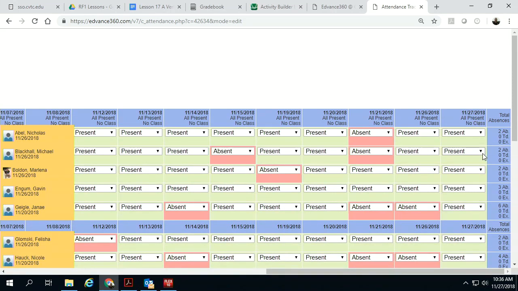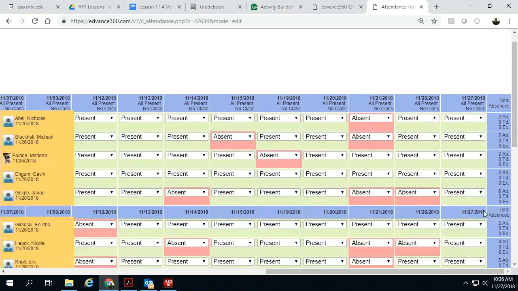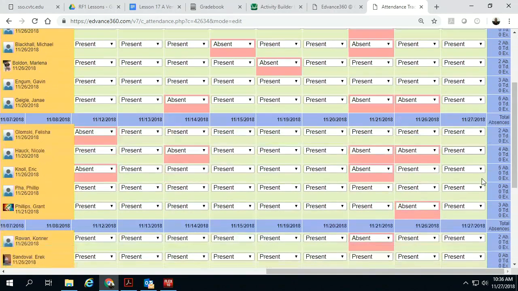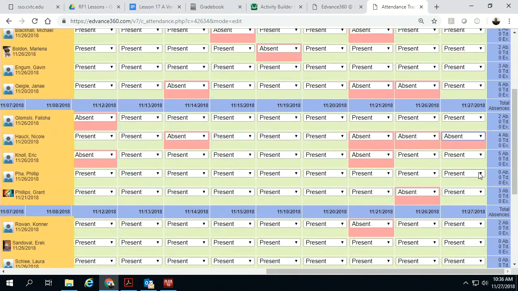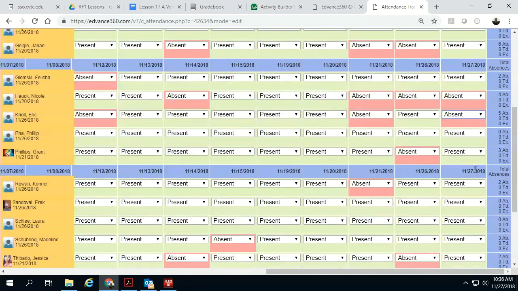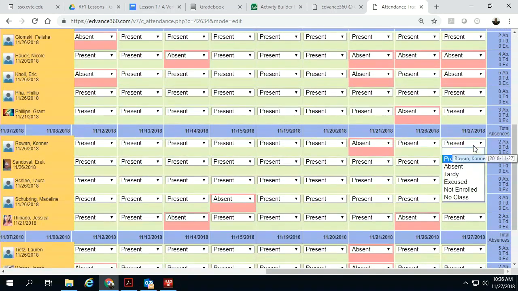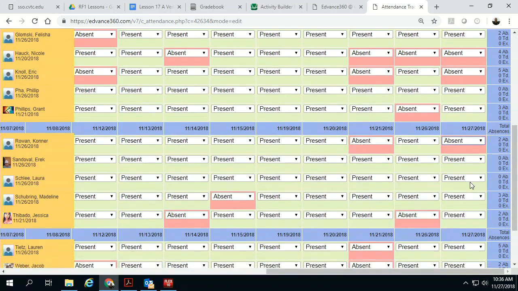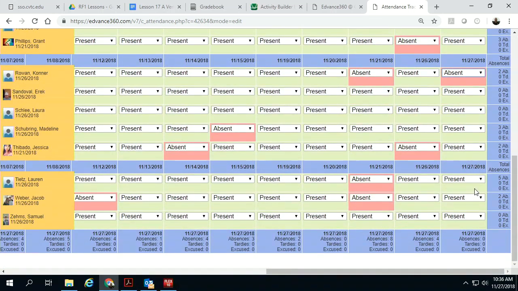Nick, Michael, Yep. Marlena, Gavin, Janae, Felicia, Nicole, Eric, Phil, Grant, Here. Connor, Laura, Madeline, Jessica, Lauren, Jake, and Sam.